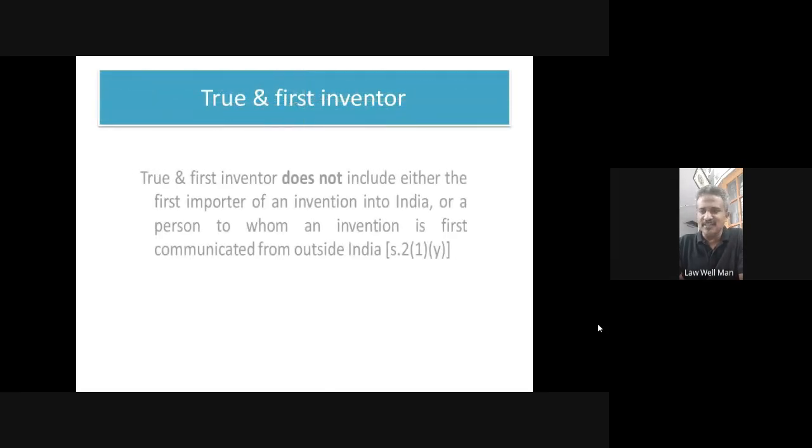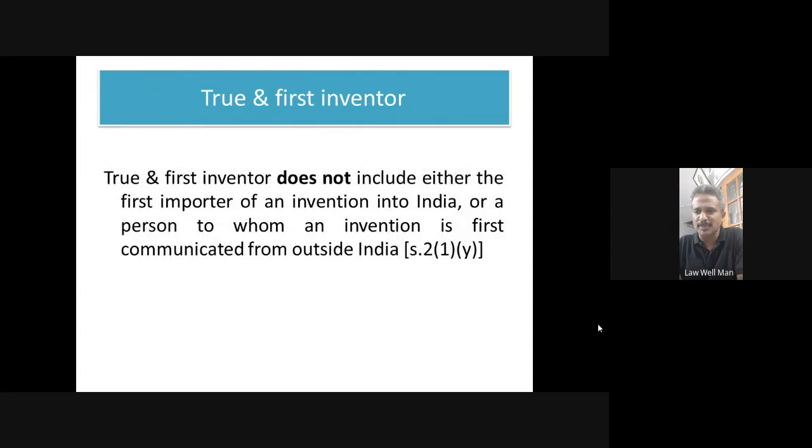And there are certain clarifications with regard to true and first inventor. I may not spend much time on this. True and first inventor does not include, this is an exclusive definition, either the first importer. I gave the reasons for this kind of explanation or definition already. This is historical. At that point of time, during the statute of monopolies period, it meant differently. So now it is clarified that true and first inventor does not include either the first importer of the invention into India or a person to whom the invention is first communicated from outside India. So the reason is obvious and it is stated.